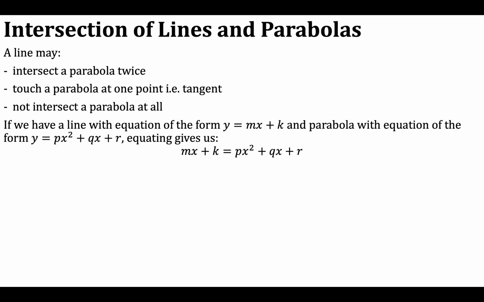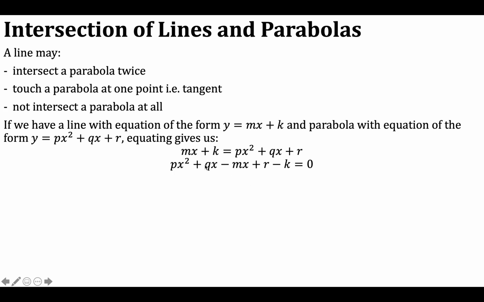So if we have a line with equation of the form y equals mx plus k, and we've got a parabola with equation of the form y equals px squared plus qx plus r, equating would give us mx plus k equals px squared plus qx plus r. If we collect like terms, and we subtract our mx and subtract our k from both sides of the equation, we get px squared plus qx minus mx plus r minus k equals 0.